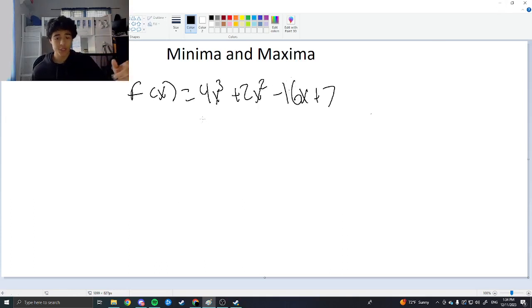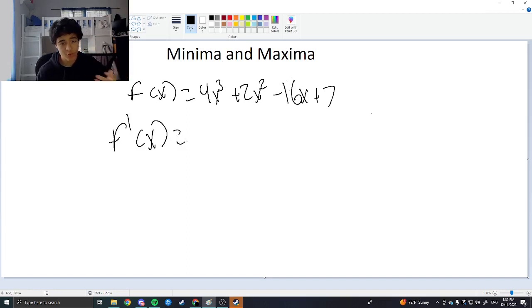So let's say we have this function here, which has a lot more going on. We've got 3's as exponents. We've got 2x squared, right? A bunch more going on. How do we find the local minimum and maximum here? We do the same thing. We start off the same with critical points. We have f prime of x equals, you differentiate this function, you get 12x squared plus 4x minus 16.